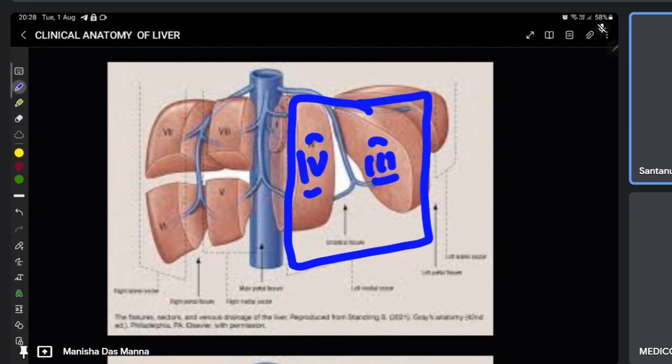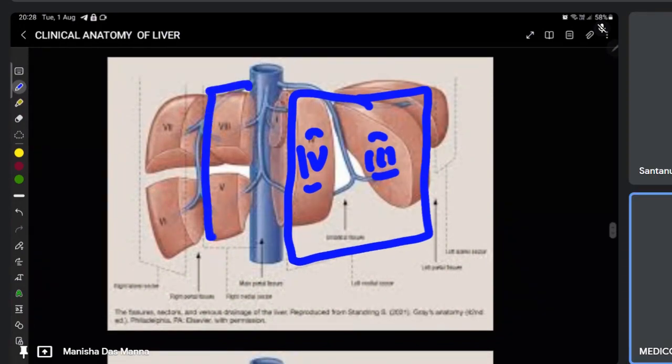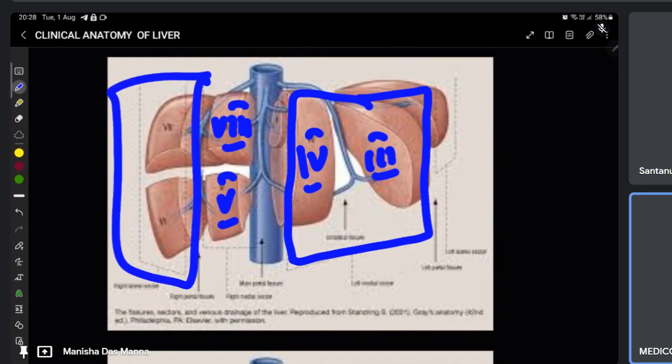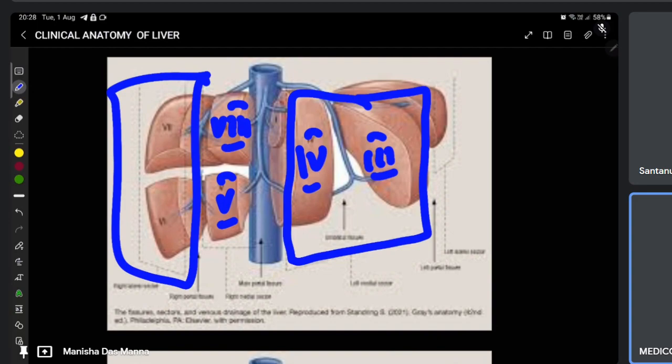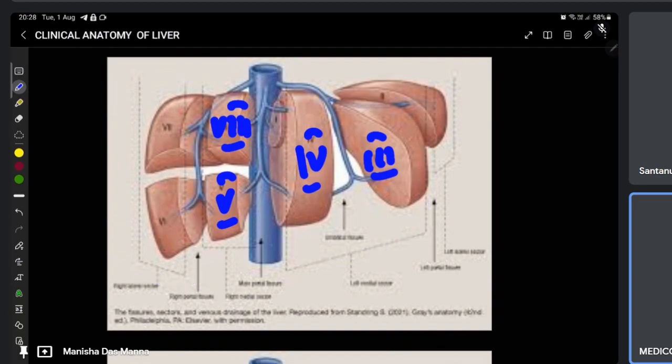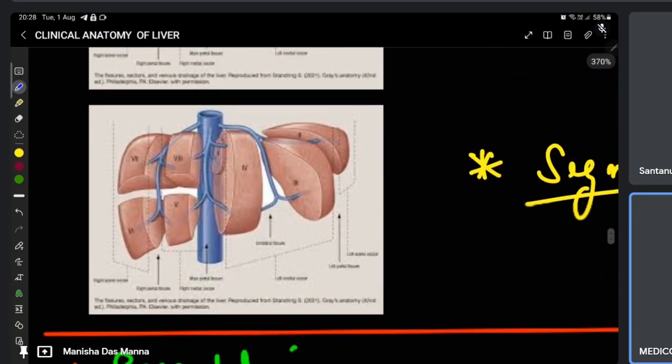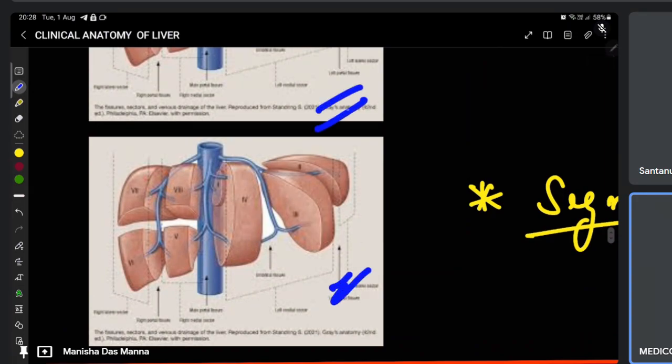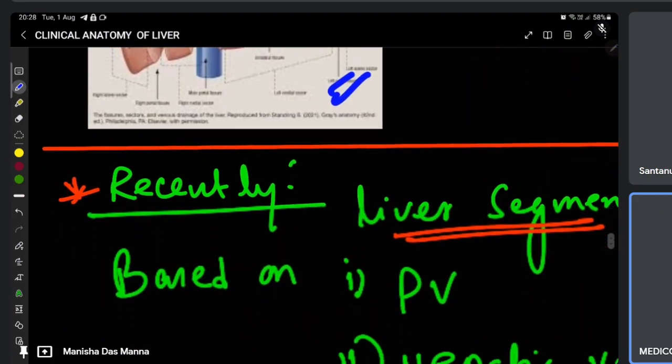Now this is the right medial sector, and in the right medial sector there is segment 8 and segment 5. Are you appreciating? And this is the right lateral sector. So this is the sectorial classification. Segments, sectors, everything is there. I already told these things.